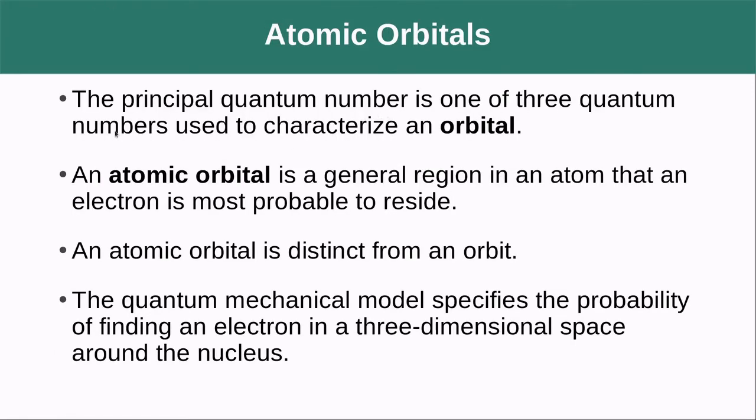So, atomic orbitals. The principal quantum number is one of three quantum numbers used to characterize an orbital. An atomic orbital is a general region in an atom that an electron is most probable to reside. An atom's orbital is distinct from an orbit. So we're talking about a generalized region here with an orbital. This is like a three-dimensional object that has volume, which is different than an orbit, which is just a path, right? The quantum mechanical model specifies the probability of finding an electron in a three-dimensional space.